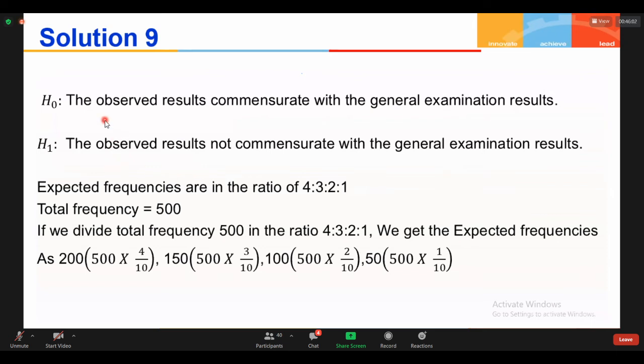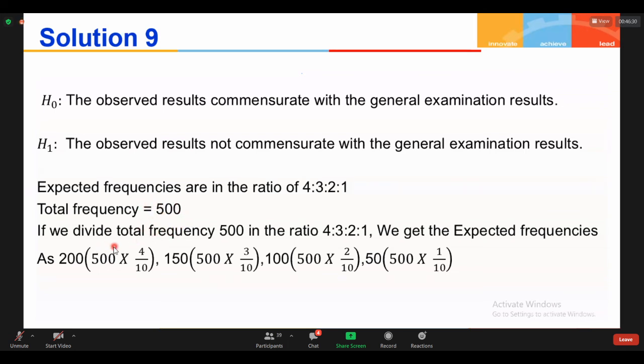chi-square test. See here, H naught is the observed results are commensurate with the general examination results. Here no need to worry about the H1, the result being there is a difference. Expected frequencies are in the ratio of 4 is to 3 is to 2 is to 1, and total frequency is 500.